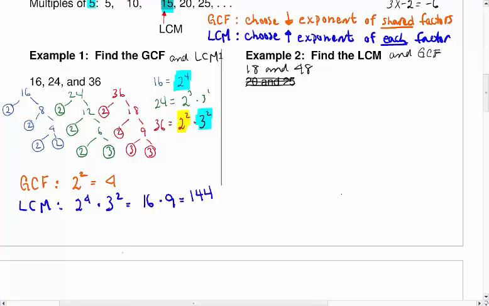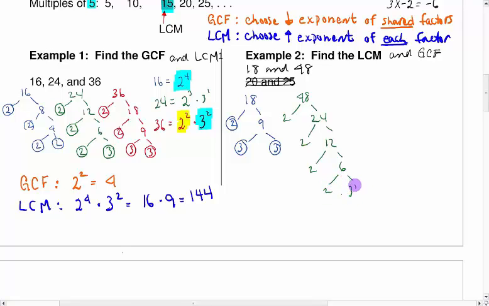Okay, so let's take a look at 18 and 48. We will prime factorize 18. So 2 goes into 18 9 times, and then I can't fit 2 in, so I have to go to 3, and 3 goes into 9 3 times. Circle your primes. 48: 2 goes into 48 24 times, 2 goes into 24 12 times, 2 goes into 12 6 times, and 2 goes into 6 3 times, and circle your primes.